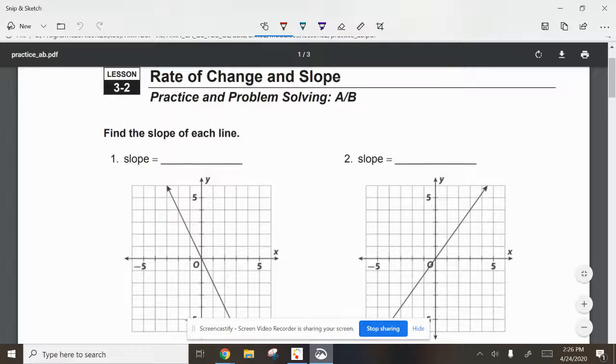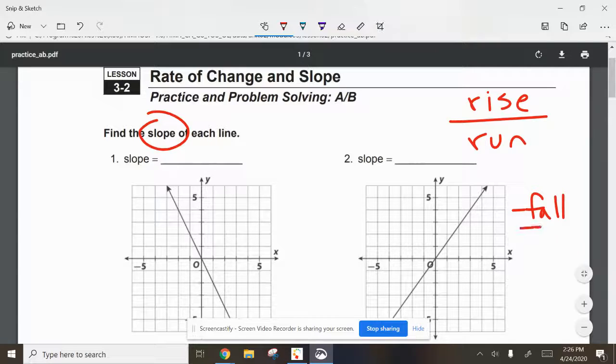Right, we're going into review mode again. If you look at this sheet, it was actually pulled from a workbook you guys had that I probably used back in October, maybe. What I want you to look at is all it's asking is for the slope, which is super easy. We know that slope from review is either rise and run, or it could be fall and run. And I always put fall and run with the negative sign because it's a negative slope.